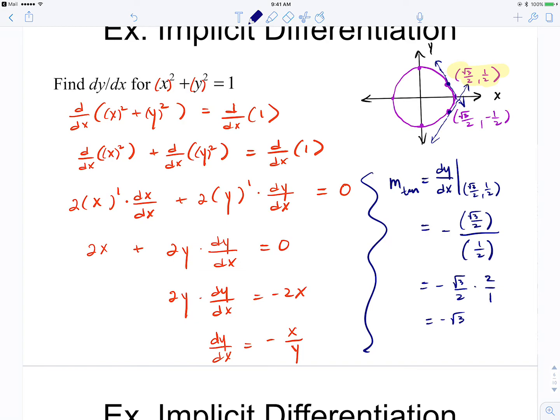So we already know the point, we have the slope, so we could actually write the equation of the tangent line at that point: y minus 1/2 equals negative root 3 times x minus root 3 over 2.